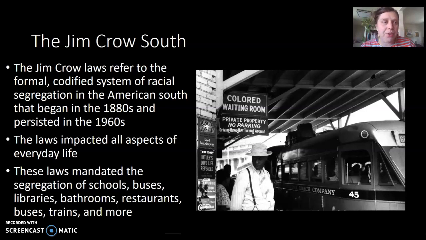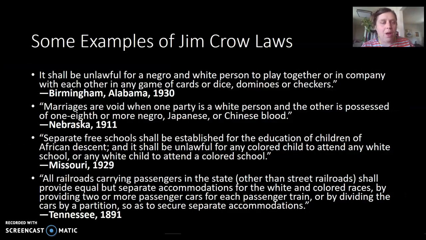And so as we're probably familiar with, these laws impact every kind of public good, right? So public transit, public schools, libraries, bathrooms, anything you can possibly think of. So, for example, these are some laws that I wanted to bring in to give us a sense of the scope of this desire to keep the races separate, right? So it's unlawful for people of different races to play cards together, which we see in this first one here. So don't be playing dice, dominoes, or checkers in public with someone of a different race.